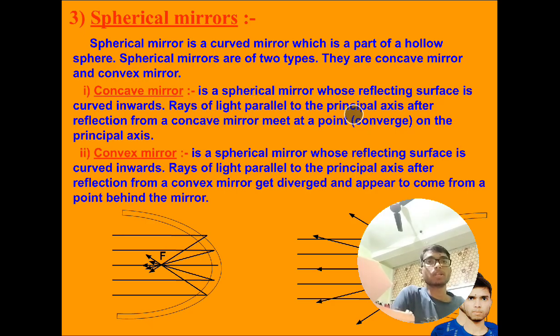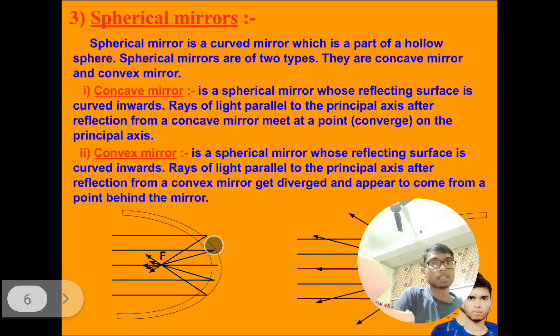a concave mirror is a spherical mirror whose reflecting surface is curved inwards. You can see this is curved inwards and it is a reflecting surface. We will not say that this outward surface will be reflecting. No, this curved surface is the reflecting surface, and that's why we consider this mirror a concave mirror, because its inward surface is a reflecting surface.